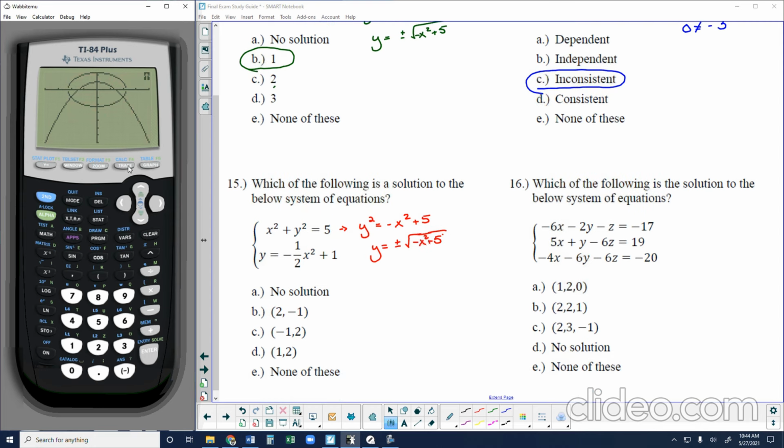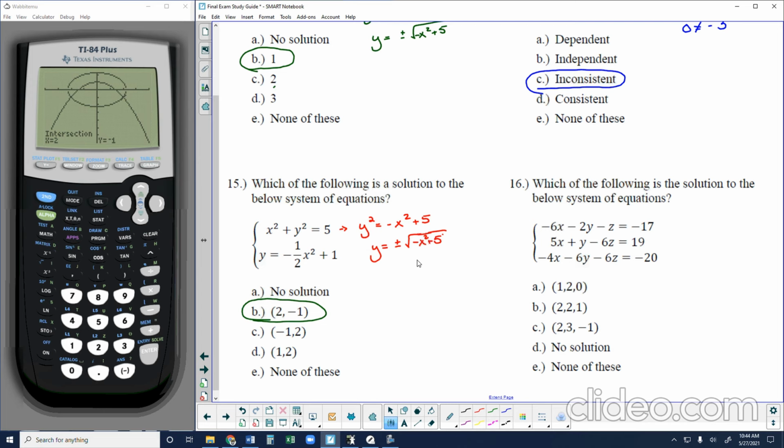I can hit second trace. It gets me the calculate menu, and I go to intersect. I'm going to move my cursor over close to the intersection point. Now when I hit enter, it's going to put me on the curve above, so I'm going to hit the down arrow key so it puts me on the curve below, and find the intersection. And this intersection would be 2, -1. That does show up as one of my solutions. So my solution is the intersection point of these two equations. Now again, you could have found that algebraically, but here's a quick graphic solution.